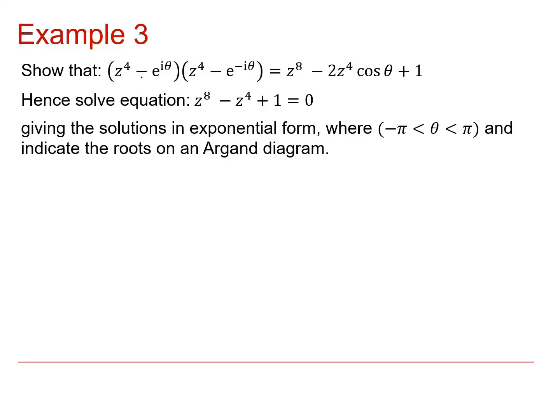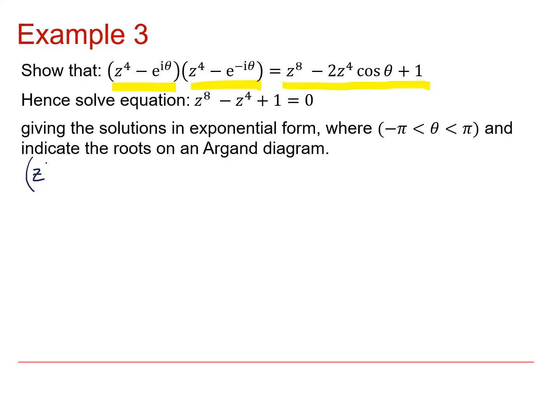So in this final example we've got a pair of brackets here. We've got z to the 4 minus e to the i theta and z to the 4 minus e to the minus i theta. Notice the extra minus sign, and it's equal to this expression here. So start with the two pairs of brackets.